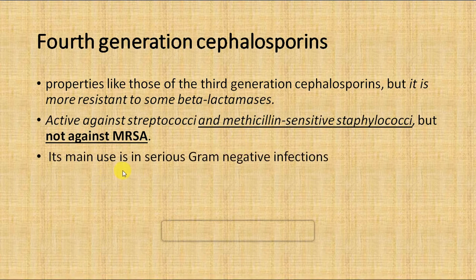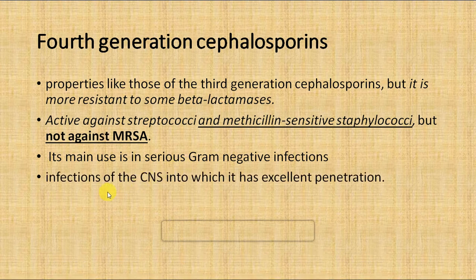Its main use is in serious gram-negative infections. Infection of the CNS, into which it has excellent penetration. So like third generation, fourth generation are more active in CNS infection, means they can cross the blood brain barrier and we can use them for a serious meningitis or other brain infection. And examples are cefepime and cefpirome. So these were the fourth generation of the cephalosporin.